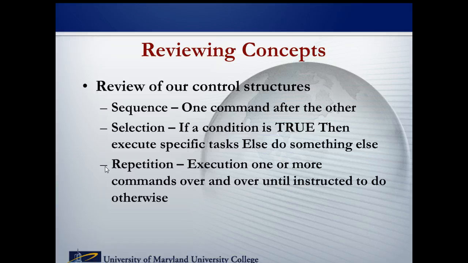So just as a review, we have 3 primary control structures in our code, or effectively in any code. We have the sequential control structure, which is one command after another. A selective control structure, which is if one condition is true, then execute these tasks. If else, do something else. And then repetition. So basically, that is our loop that executes one or more commands over and over until instructed to do otherwise.